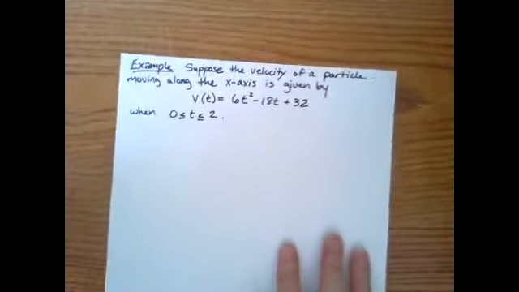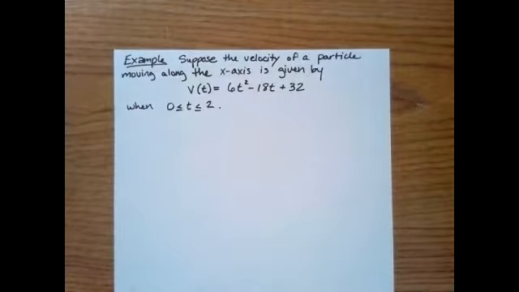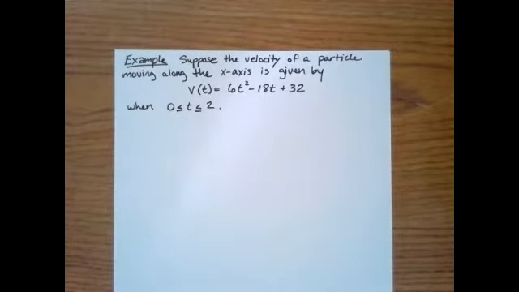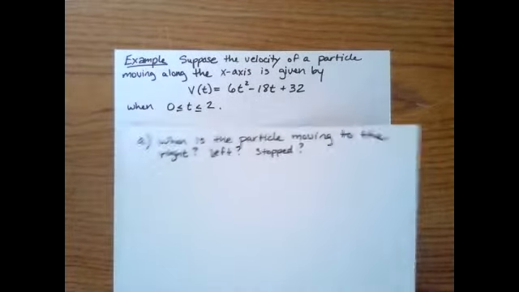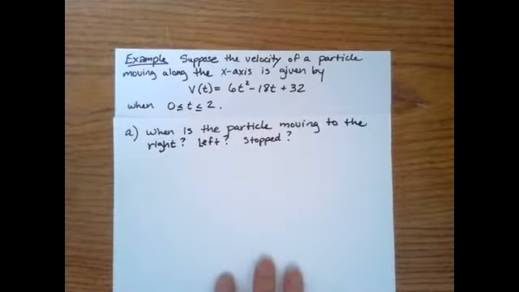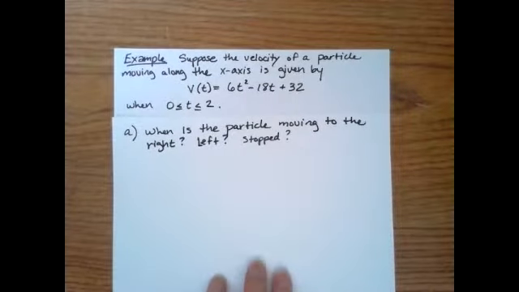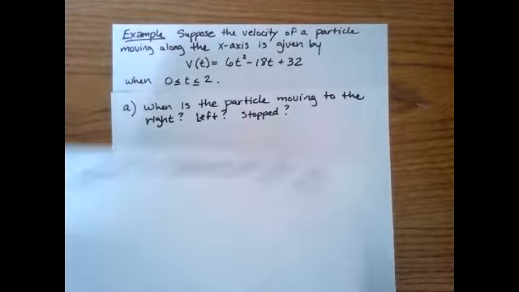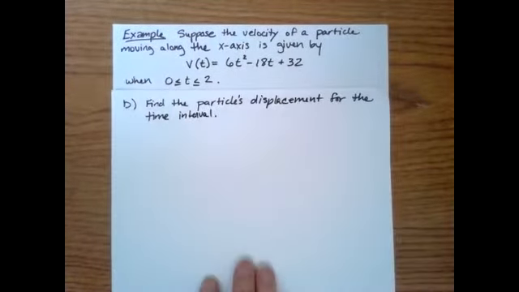So in the example, we're going to suppose the velocity of a particle moving along the x-axis is given by this function, and time is running from 0 to 2. In part A, we're going to answer the question, when is the particle moving to the right, to the left, and when is it stopped? Then in part B, we're going to find the particle's displacement for the time interval.